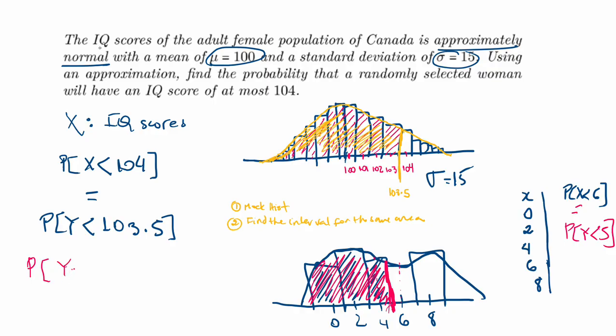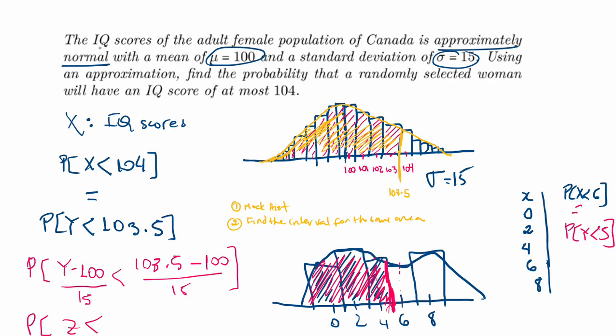So you take y, you push this curve to 0. So you take off the mean of the curve, which is 100, and you divide by the standard deviation, which is 15, and you do this on both sides. So you take off 100 and divide by 15. This newly created variable is z, and this number here will be 3.5 over 15. How much? 0.23. Yeah, 0.23.